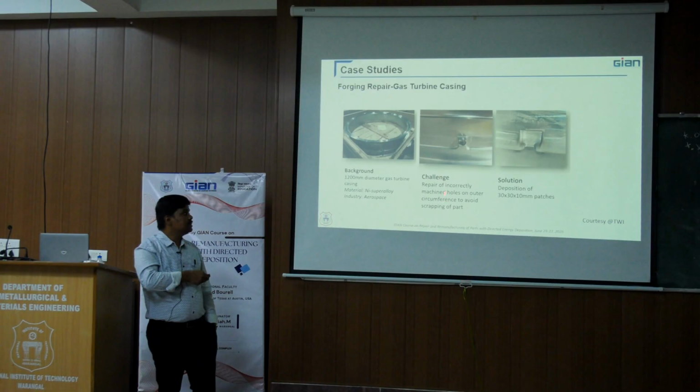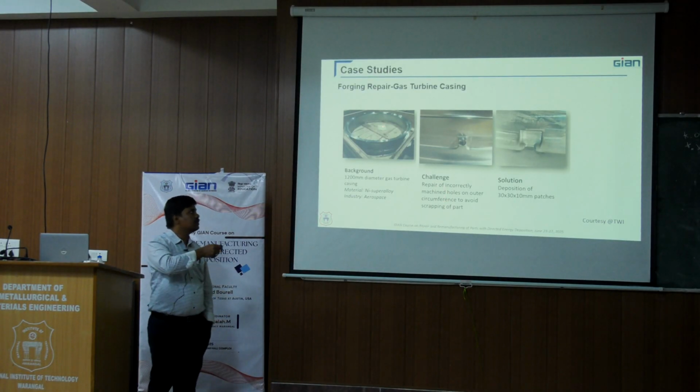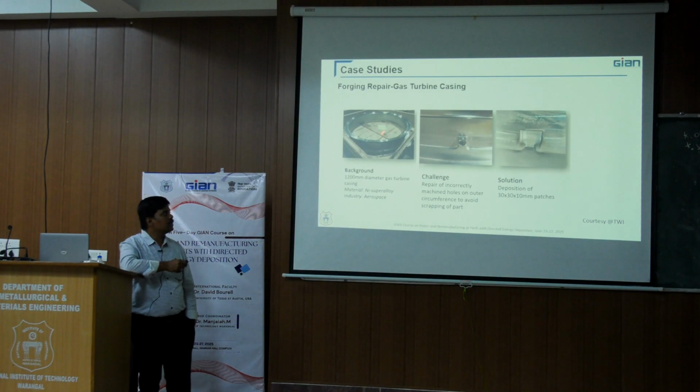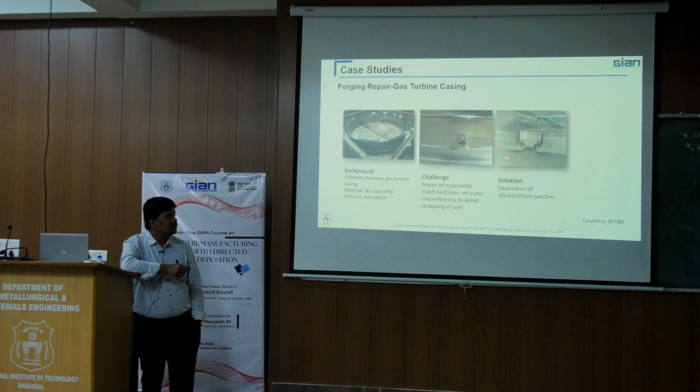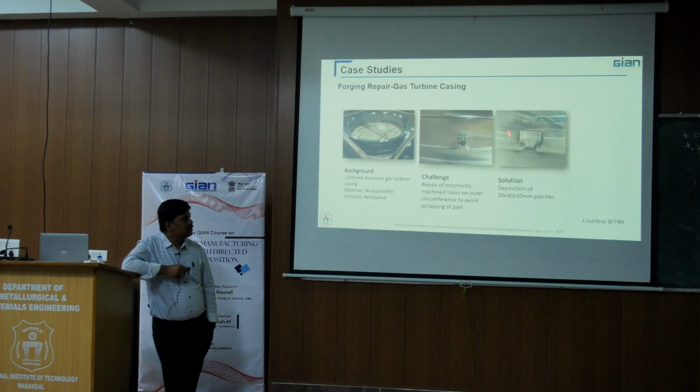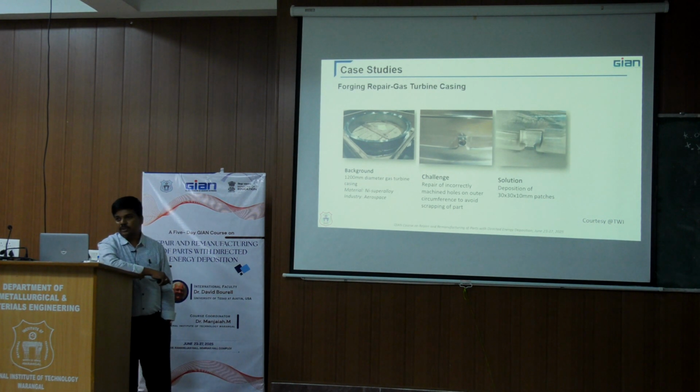But again, the challenge is repair of incorrectly machined holes on the outer circumferences to avoid scrapping of the parts. We have added the solution to deposit 30 by 30 mm patches in the entire part. Then again we have to machine to the required dimension of the diameter. That's how we have taken the data and then we have repaired it.